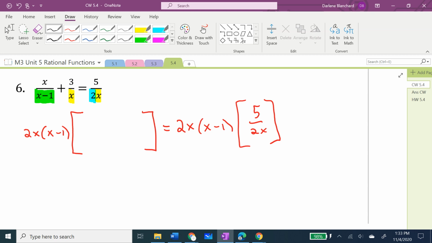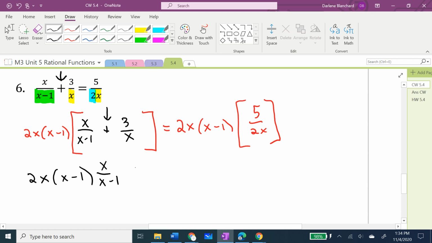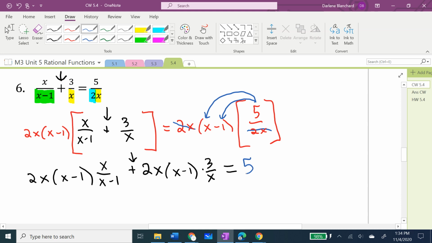And I want to say again, be very, very careful about this addition sign. You have to distribute the multiplication of that common denominator over this addition sign. When I do that, I will have a 2x times an x minus 1 times x over x minus 1. Then that plus sign, and I continue to distribute. So I have 2x times x minus 1 times the 3 over x. And let's save a little bit of time and do some canceling. The denominator 2x cancels with the multiplication of the 2x over here. And that will leave me on the right with a 5 and an x minus 1. And if you want, I'll go ahead and distribute the multiplication of 5 over that subtraction. And that will be 5x minus 5.